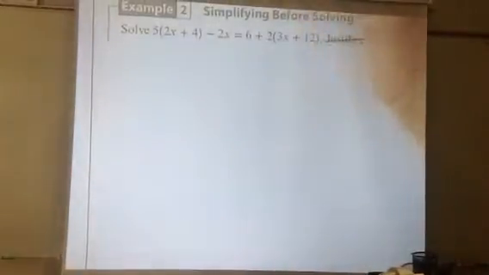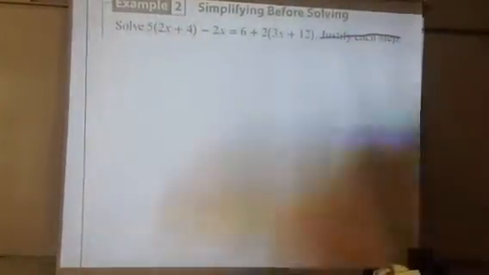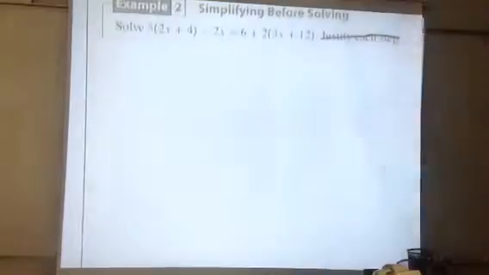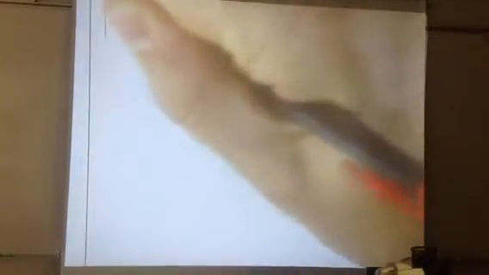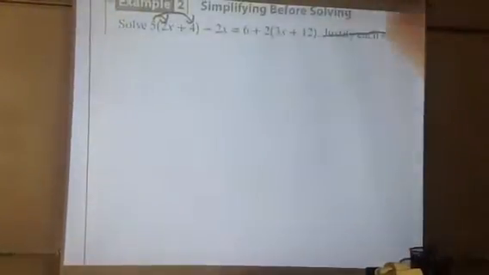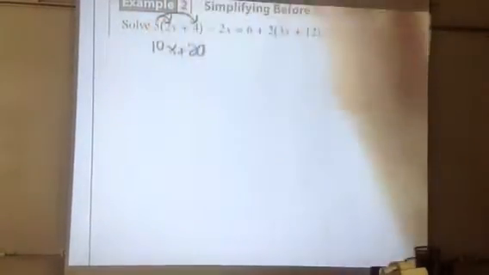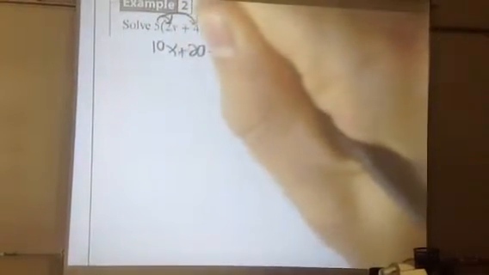Example 2. Solve. Justify each step. I'm not going to worry about justifying for now. I just want you to know how to solve it. Okay? First thing we've got to do is take this 5. Anytime you see distributive property, you better go ahead and do it before you try to simplify. So 5 distributed here, 5 distributed there. 5 times 2x gives me 10x. 5 times 4 gives me 20. Minus 2x.